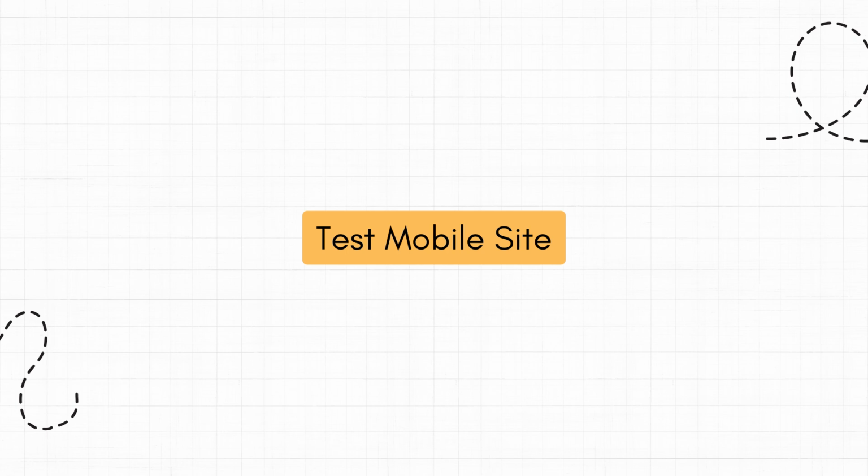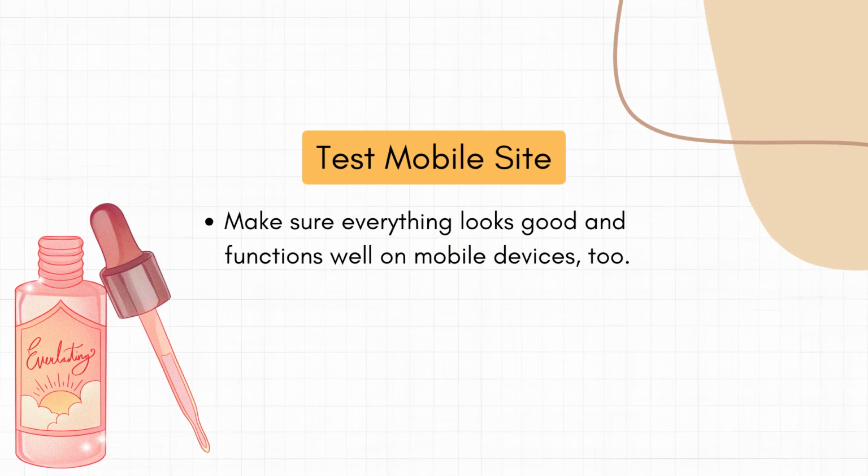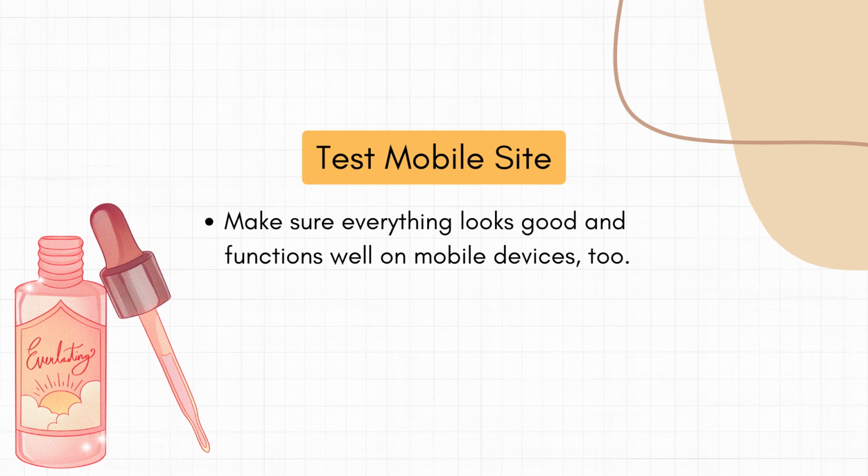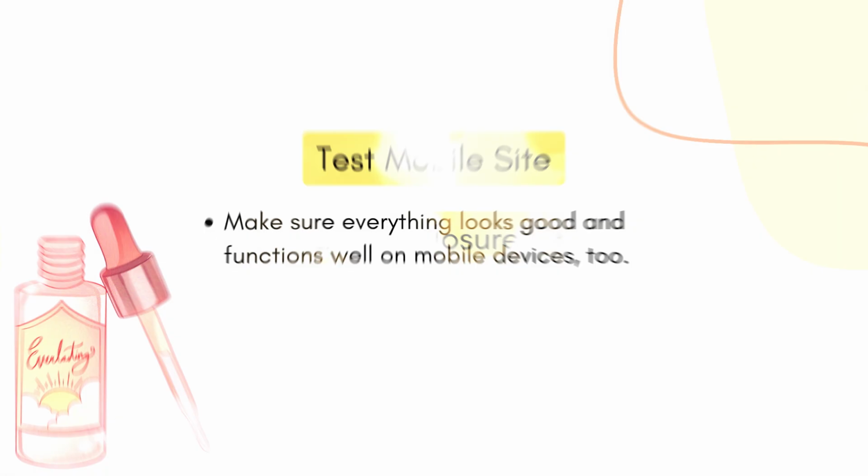Also, make sure to test your mobile site. Don't forget to preview your mobile site. You can do this by clicking this icon here. Make sure everything looks good and functions well on your mobile site as well. Check all of the pages on your mobile site. Test your links and forms there as well.